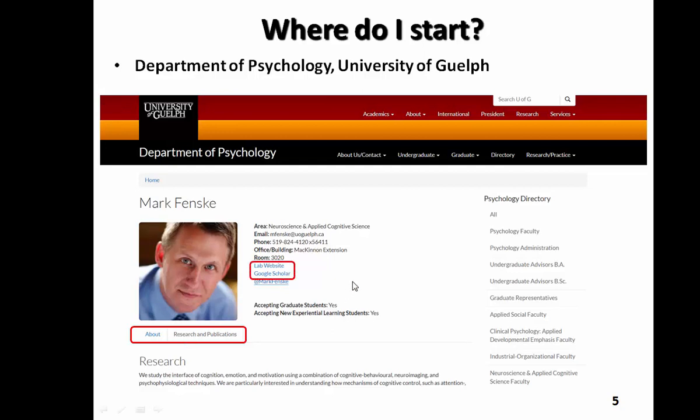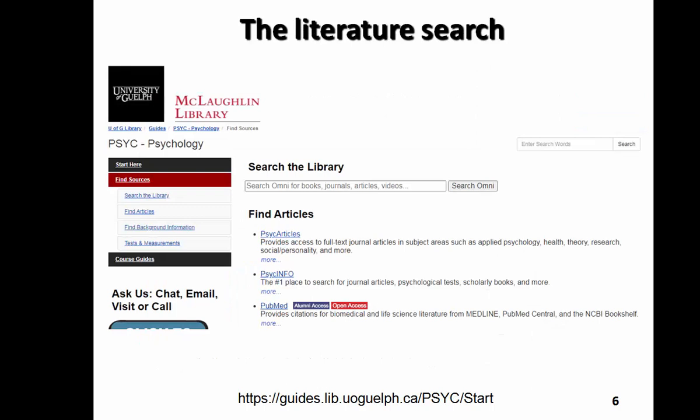Most of the professors will have a link to either their research or lab website, and more importantly, when starting to gather information to develop a research question or a project, Google Scholar is a very important link, because this will link to the actual PDF copies of the papers, in this case published by Professor Fenske, and the other professors in the department will have a similar set of links on their individual profiles.